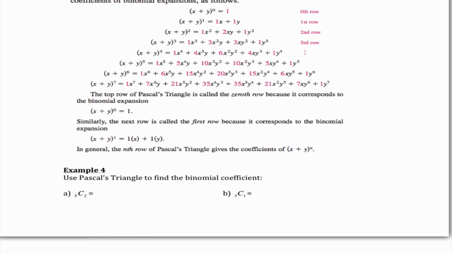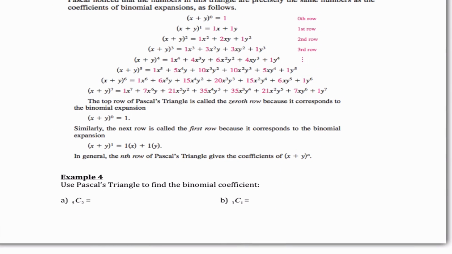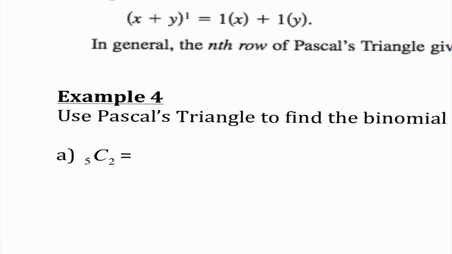So if it says something like 5 combination 2, what that is telling me to do is I need to go to, let me actually zoom in on this, the 5th row. And what can be a little bit confusing, okay, this 2 is telling us to go to the second number, but we need to remember that 1 is like the 0th number. Okay, which is what's kind of weird.